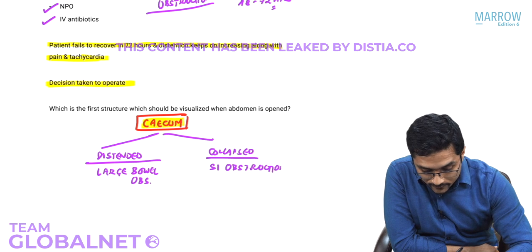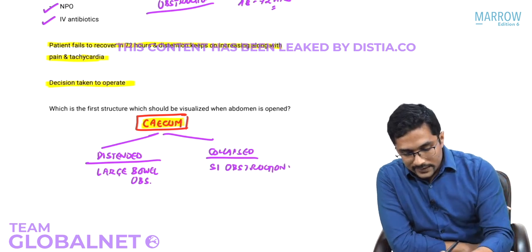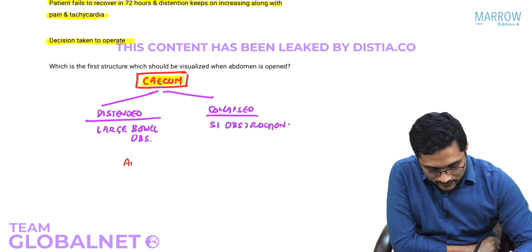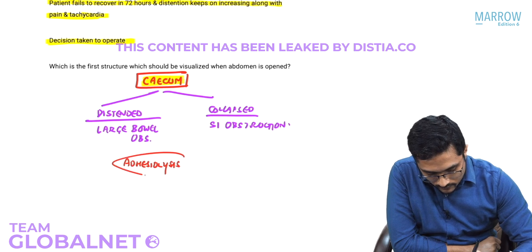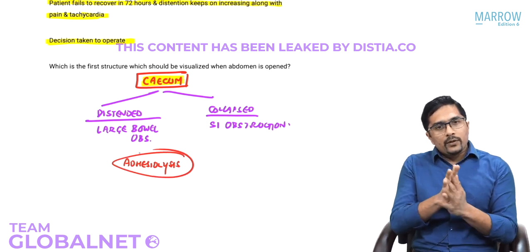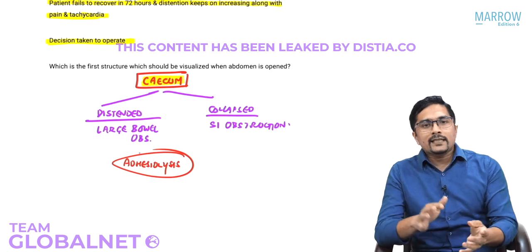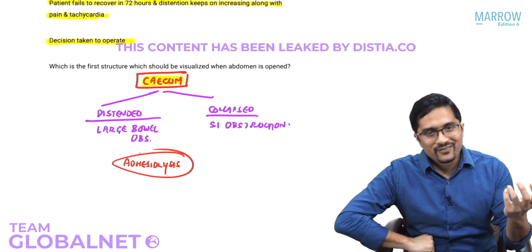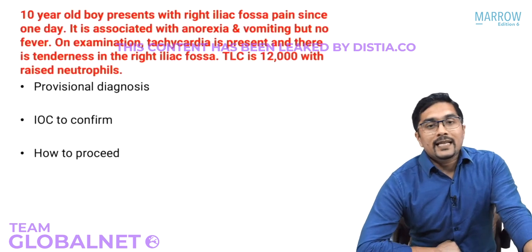So the cecum is the first structure, and when we do surgery in such a case where there are adhesions, the surgery done is adhesiolysis. But minimal intervention, because the more adhesions you break, the more extensive surgery you perform, the more adhesions will form in future. Okay, let's look at the next scenario now.